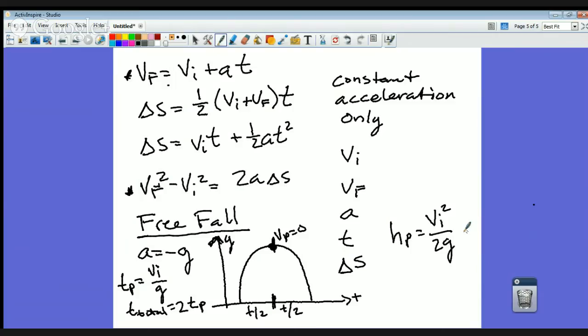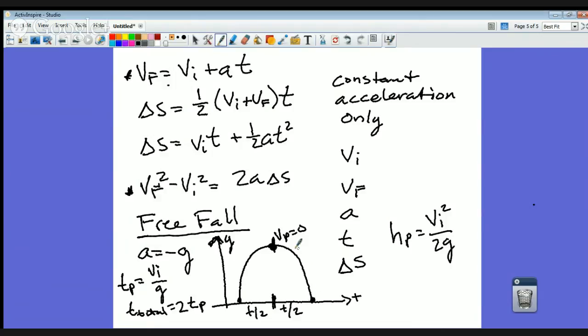But the trick to doing any of these free fall problems is just to realize that the acceleration is always negative g, so you always know the acceleration, and the velocity at the peak is 0, so you always know either the initial velocity or the final velocity, as long as you start or stop at the peak. So you can cut the problem in half, just find out what happens between here and here, or between the peak and back down here.